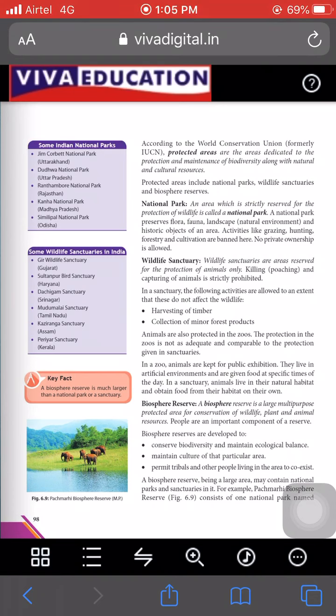Wildlife sanctuaries are areas reserved for the protection of animals only. In wildlife, it means only the presence of animals, not the presence of plants and other natural environment protections. The main difference is that a wildlife sanctuary is only for animal preservation.